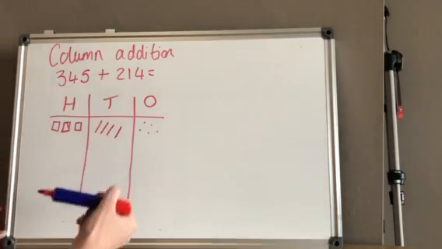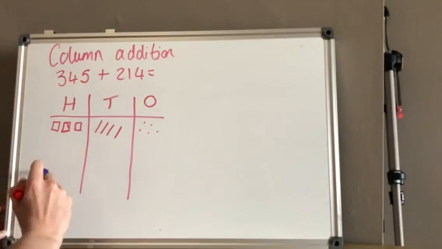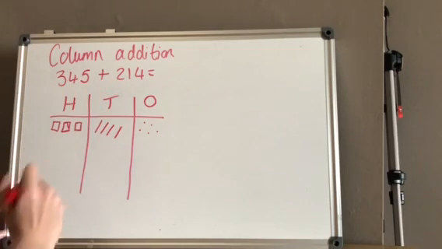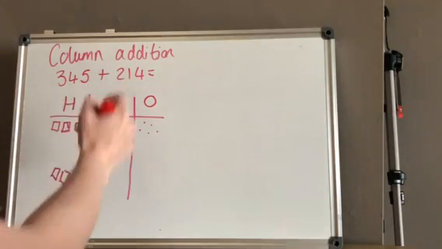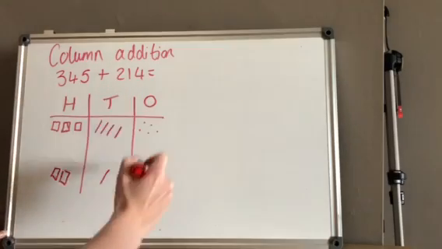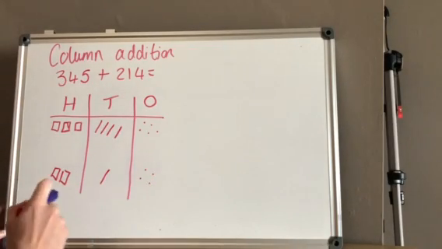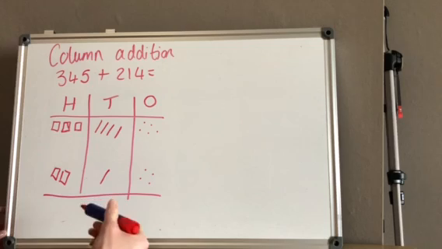We do exactly the same with the second number, leave a little gap so you can separate the two. We've got 2 hundreds this time, so 2 squares, we've got 1 ten, and we've got 4 ones. Okay, and then we draw a line underneath.